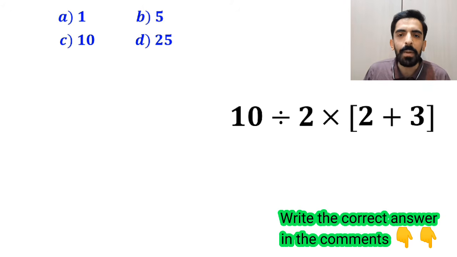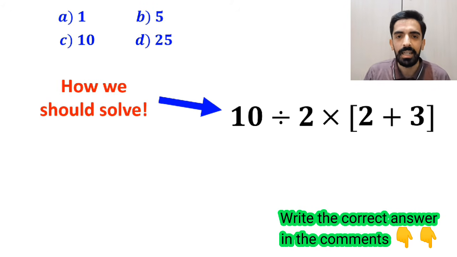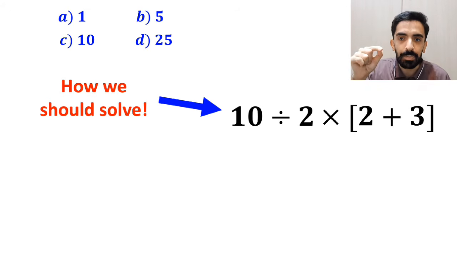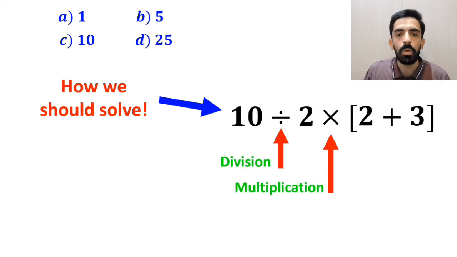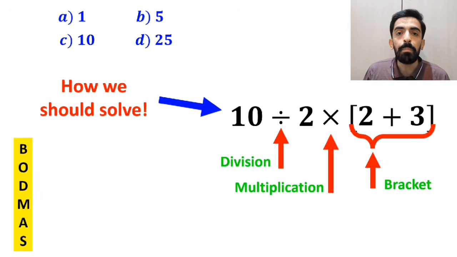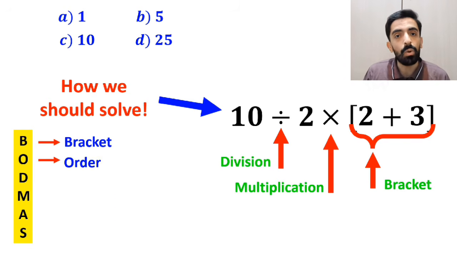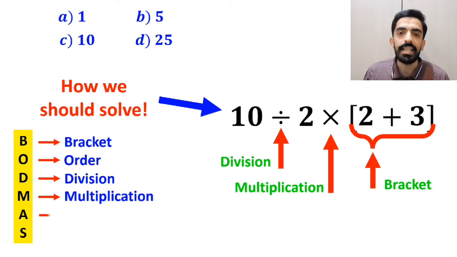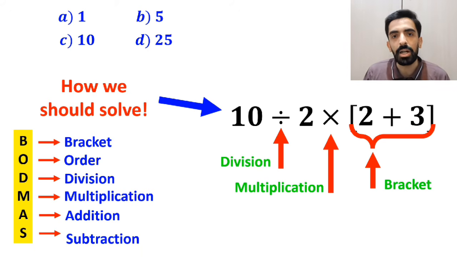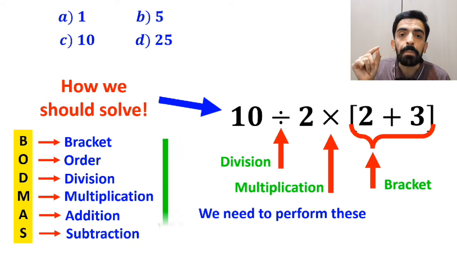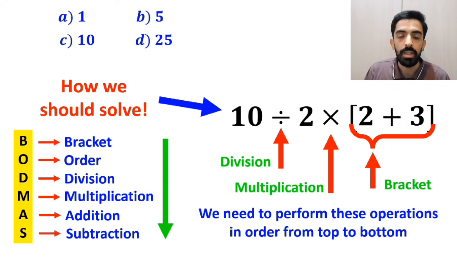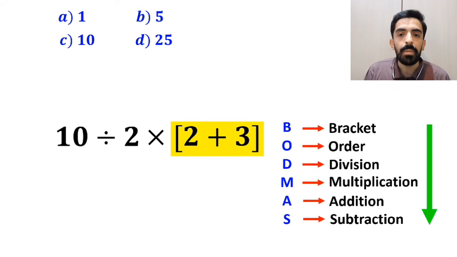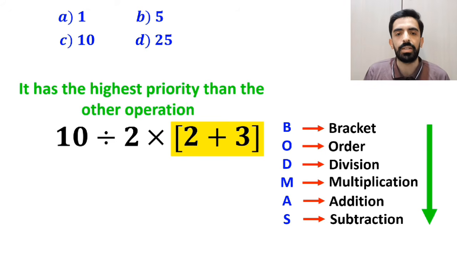Now let me explain step by step how we should solve this expression properly. As you can see on the screen, in this expression, we have a division sign followed by a multiplication sign and then a bracket. To solve this expression, we need to use the BODMAS rule. In this rule, B stands for bracket, O stands for order, D stands for division, M stands for multiplication, A stands for addition, and S stands for subtraction. We need to perform these operations in order from top to bottom. So, we'll start with the bracket first because it has the highest priority than the other operations.